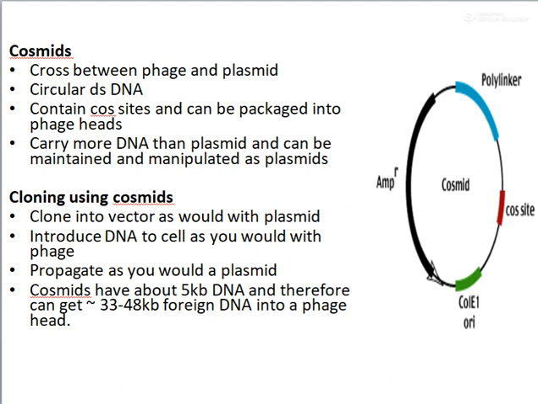And if you want to clone DNA into the cosmid, you can prepare cuts using the restriction endonucleases, and after incorporating the DNA into the cosmid, they will be linked together, and it can propagate in the host cell just like a plasmid also. And the cosmid as such has approximately 5 kb of DNA and can carry about 34 to 48 kb of foreign DNA into the phage head.